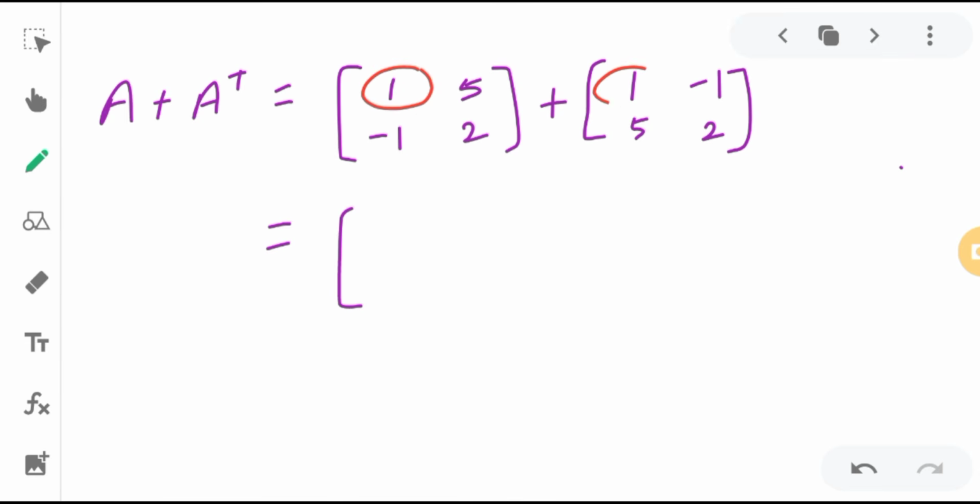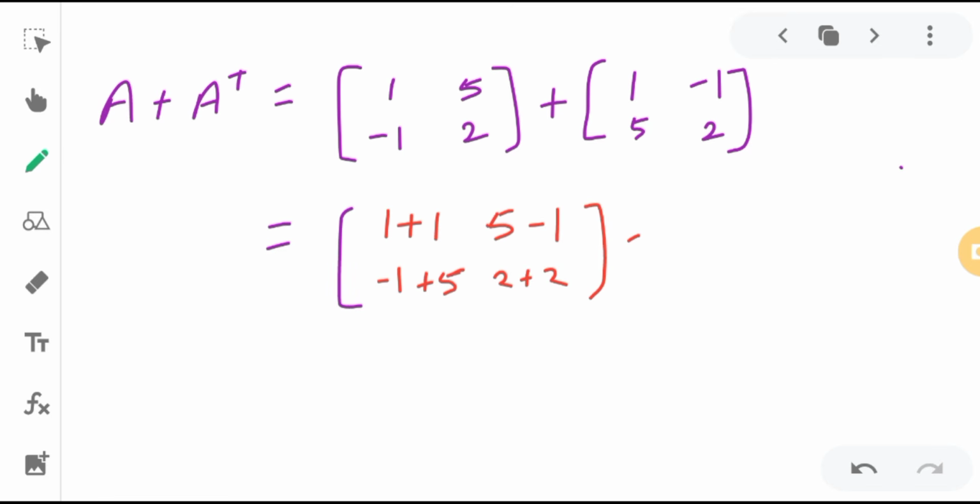1 will get added with 1. Okay, 5 will get added with minus 1. Corresponding elements will get added. So 1 will get added with 1, and then 5 plus minus 1 will be 5 minus 1, and minus 1 plus 5 and 2 plus 2. Corresponding elements will get added. So as the result I will get 2, 5 minus 1 is 4, minus 1 plus 5 is 4, 2 plus 2 is 4.